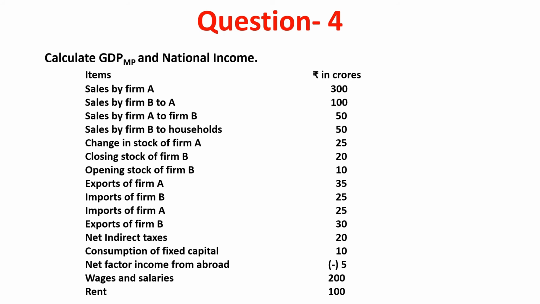Opening stock of firm B 10 crores. Exports of firm A 35 crores. Imports of firm B 25 crores. Imports of firm A 25 crores. Exports of firm B 30 crores. Net indirect taxes 20 crores. Consumption of fixed capital 10 crores. Net factor income from abroad minus 5 crores. Wages and salaries 200 crores. Rent 100 crores.